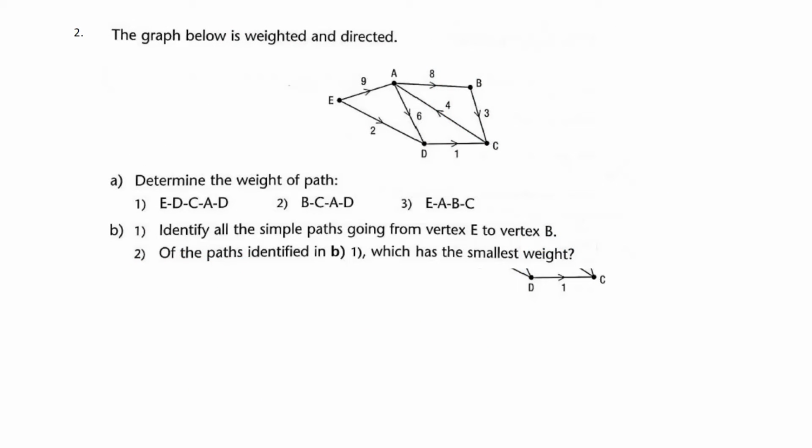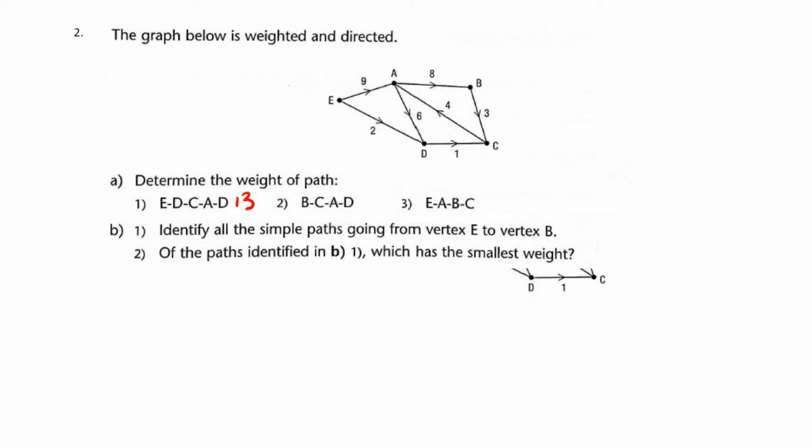The graph below is both weighted and directed. Determine the weight of path EDCAB. So we're starting at vertex E and we're going to vertex D. We've got to follow the directed edges. In this case, we can go E to D, D to C following the directed edge, C back to A, and A ending up at B. The weight, remember, is the sum of all of the weights of each of the edges in that path. In this case, it's 2, 1, 4, and 6, which is 13.